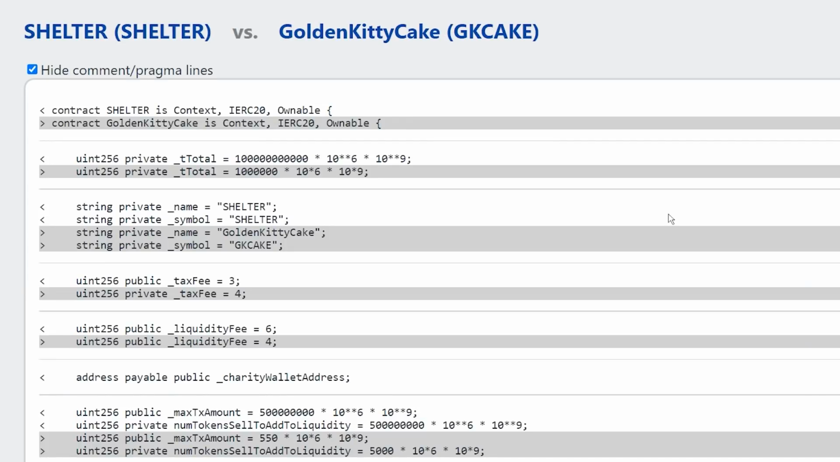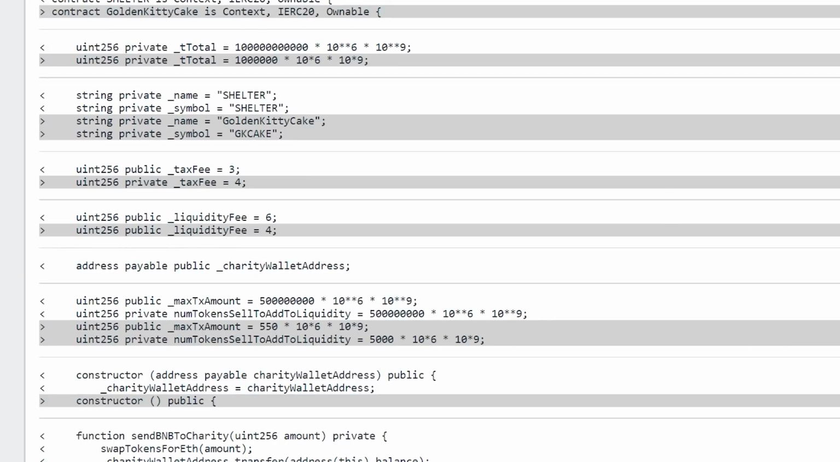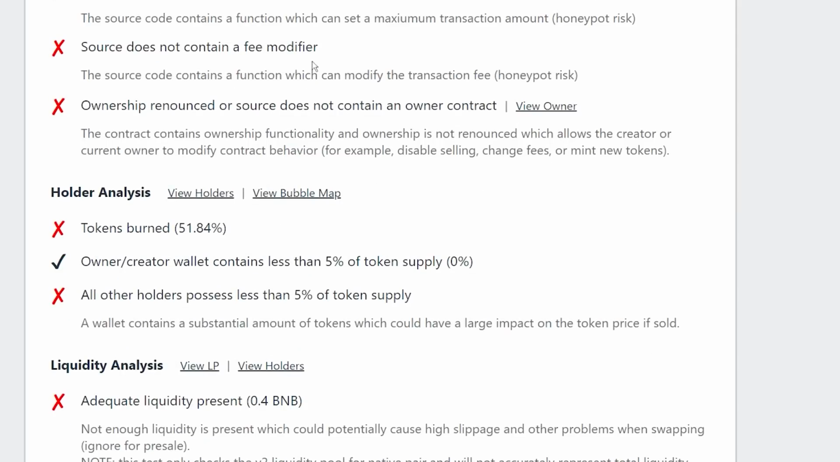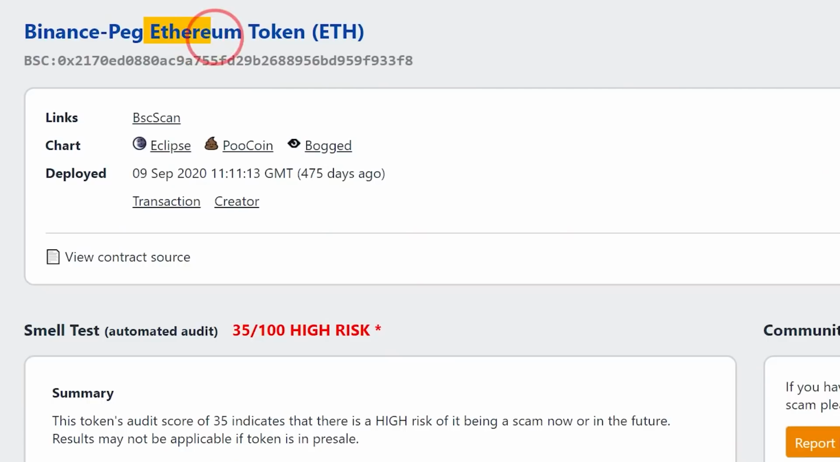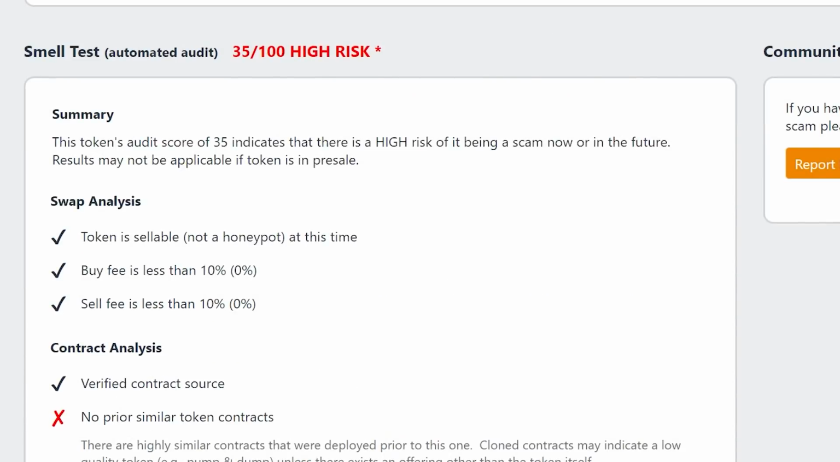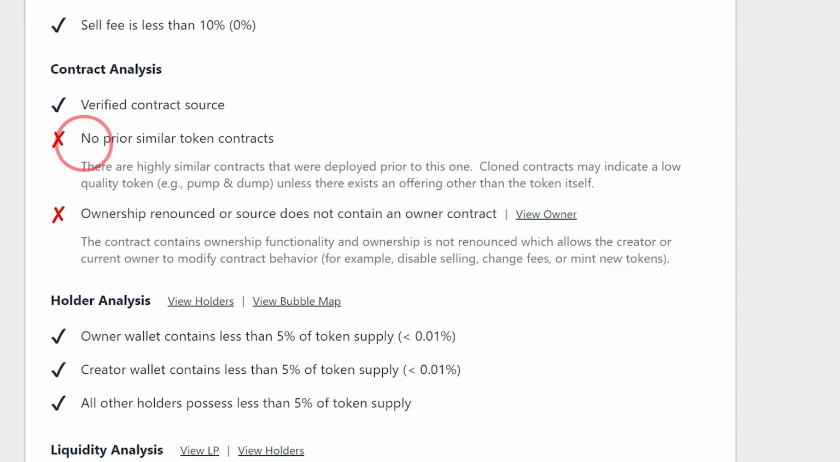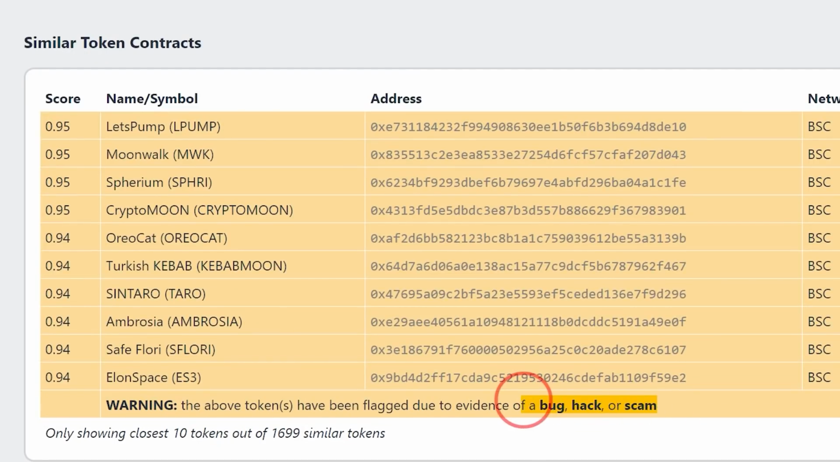If you check the difference, it's basically some minor change. We renamed Shelter to Golden Kitty, changed some parameters, and that's it. Besides that, it has also failed a lot of tests, lots of tokens burned, the owner owns a lot of the crypto, and there's low liquidity. But of course, this tool is not 100% foolproof, because if I copy-paste the Ethereum address in, it also thinks Ethereum is smelly. There's a lot of similar token contracts, some of them even scams.